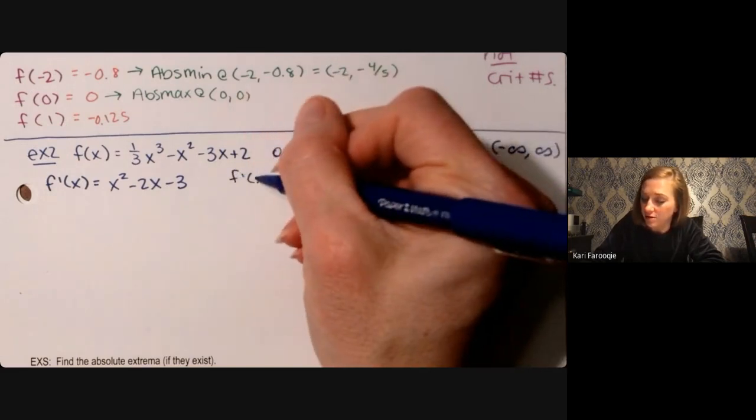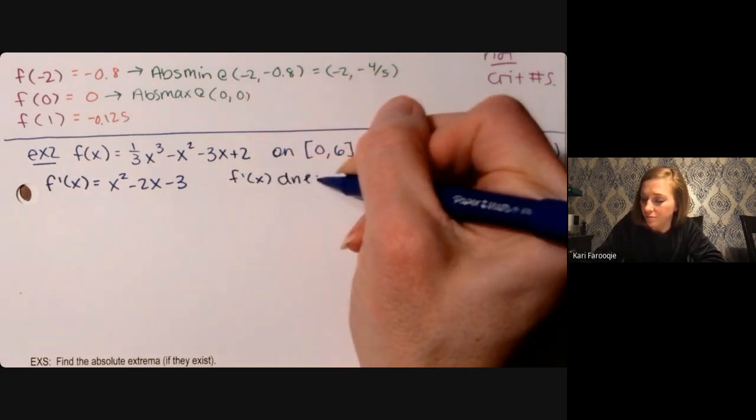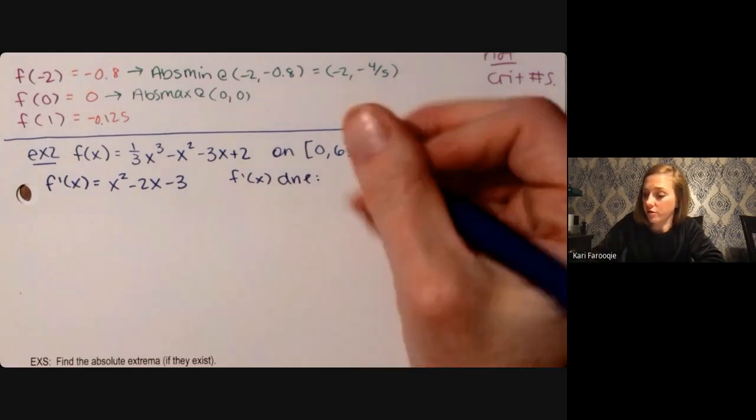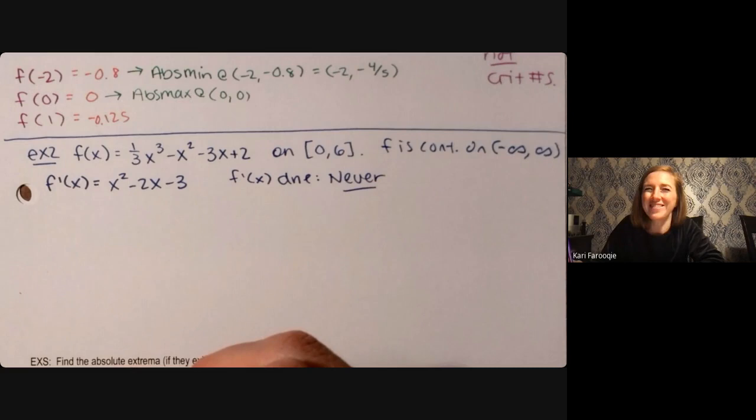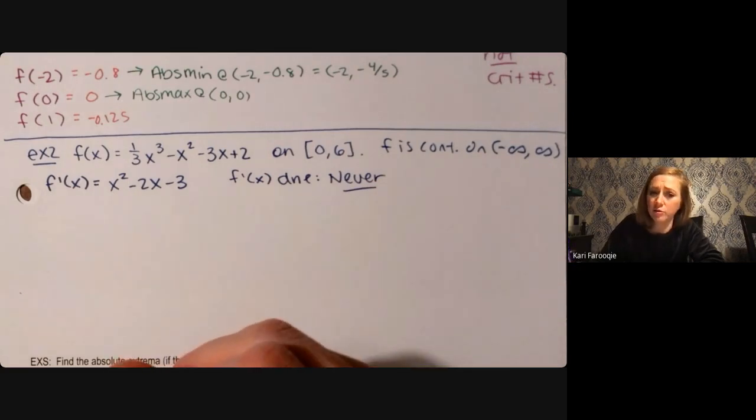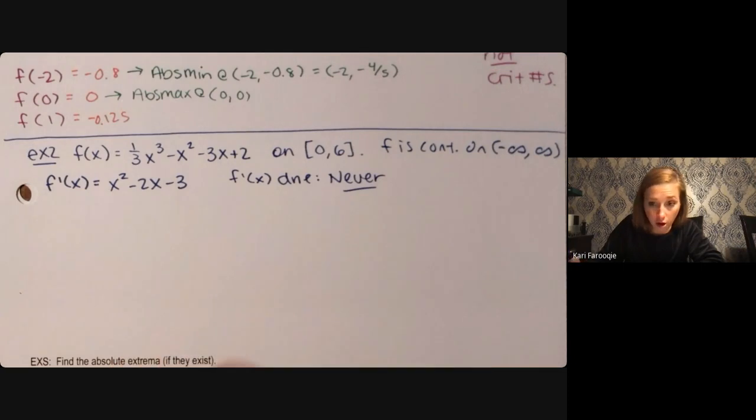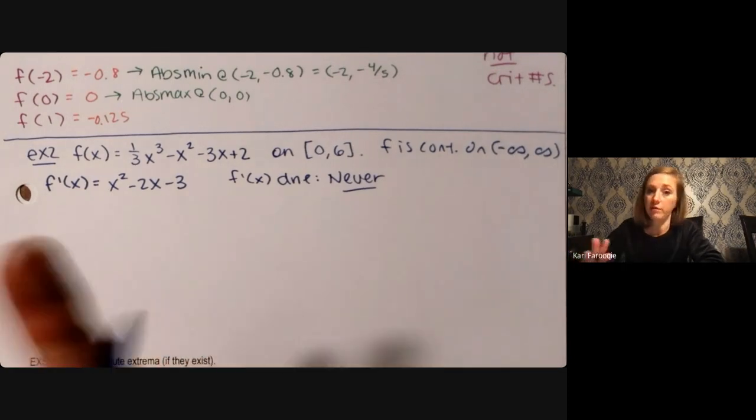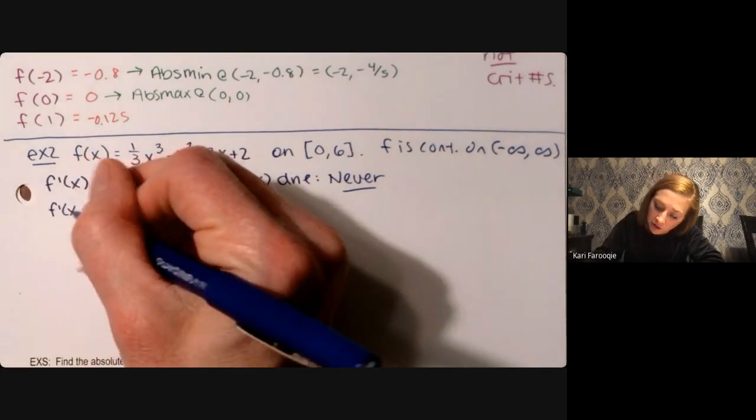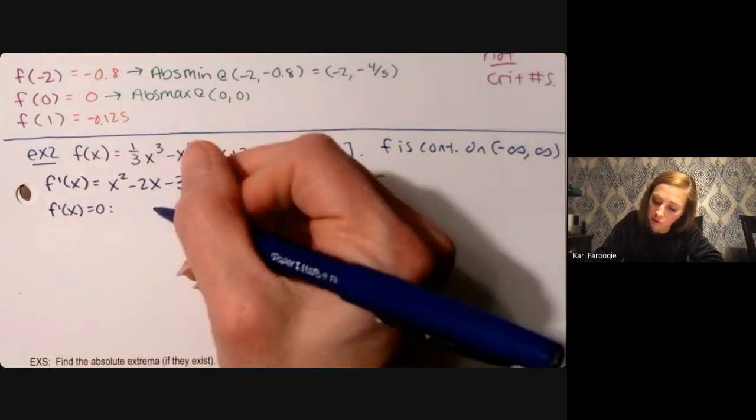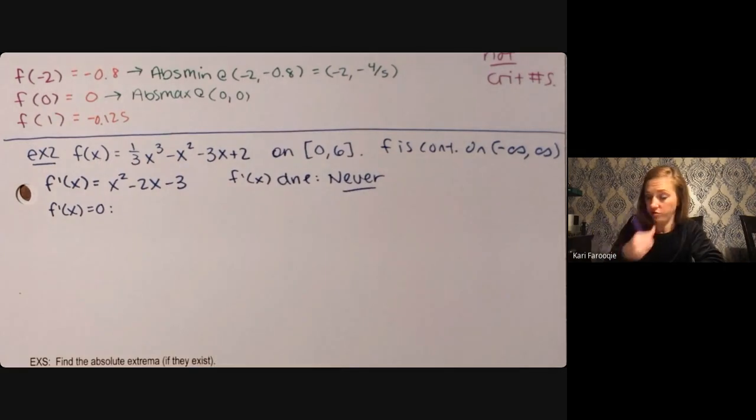So if you want to make that note, that the derivative does not exist: never. It's a double negative, but basically the first derivative is going to exist for all values of x. So we don't have any problem values of x there. But we can determine that f prime of x equals 0 when this polynomial is equal to 0.